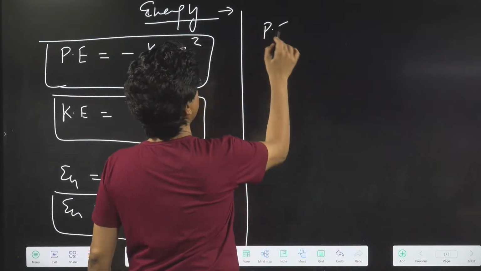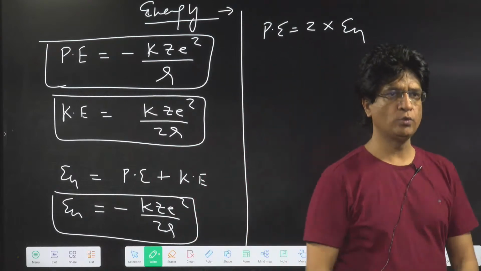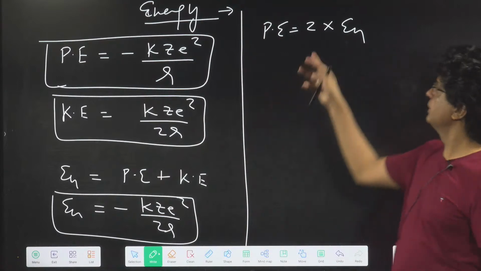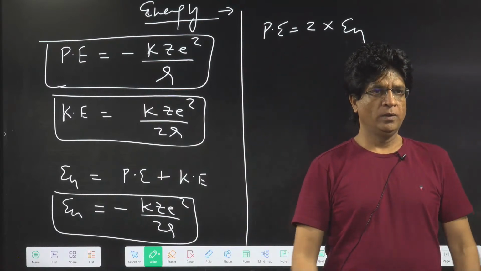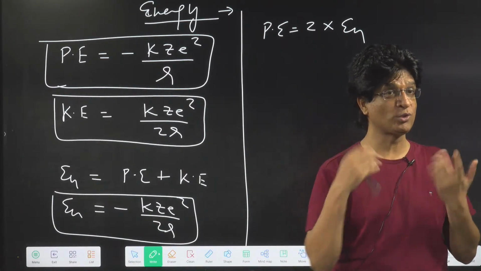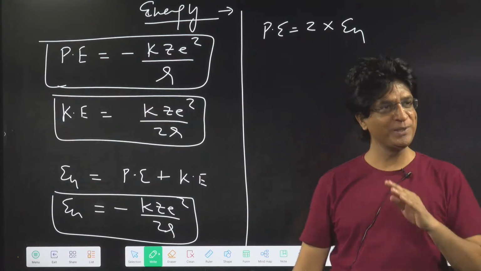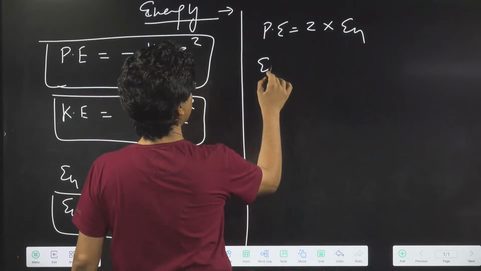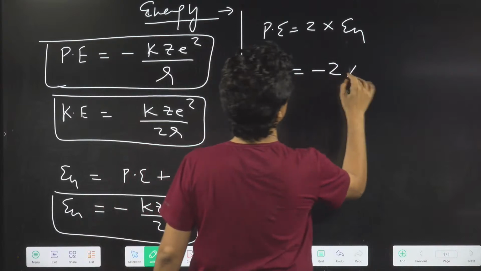Can I say that potential energy is twice of total energy? True or false? Keep on observing and keep on giving the answer. Is it true that potential energy is equal to twice of total energy? Very good. Whatever I'm writing is true, so just keep on saying true. I'm not taking a test as of now. So can I say that potential energy is also equal to minus of 2 into kinetic energy?